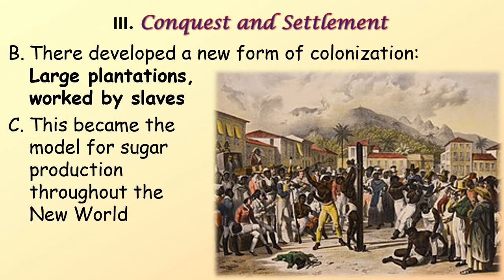And they developed a new form of colonization, which you're all familiar with, and that is the form of large plantations worked by slaves. And this became the model for sugar production throughout the New World. And then not just sugar production, was it? Also all kinds of other production like tobacco and cotton.